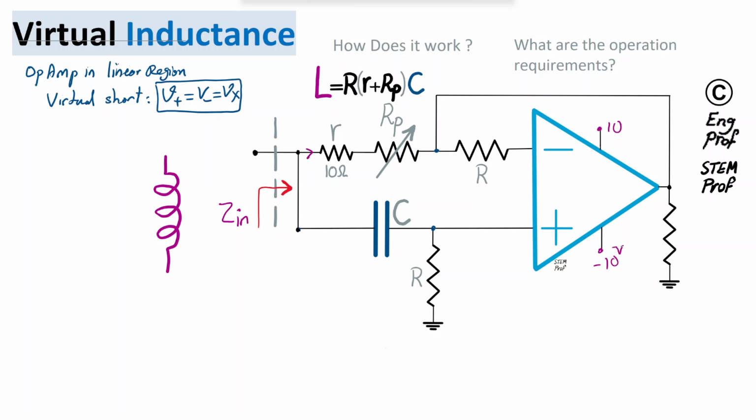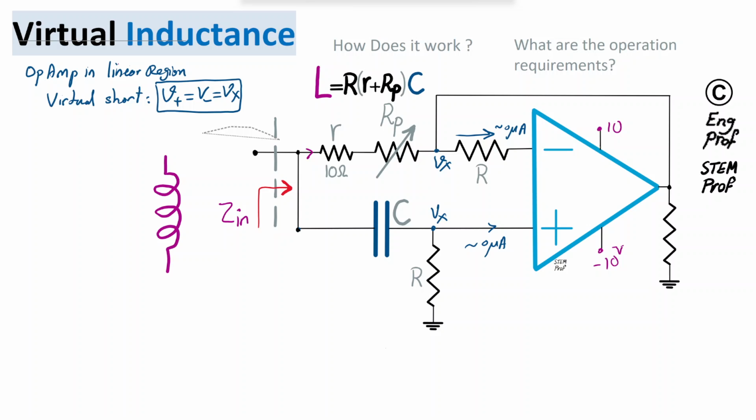So we have Vx at this node, and we have Vx at this node as well: a virtual short. There is no voltage drop across R because the current through resistor R is nearly zero. The current here is nearly 0 microamps because the input impedance of an ideal op-amp is practically infinite. The same goes here as well. So there is nearly zero current flowing, especially with the CMOS operational amplifier that we are selecting.